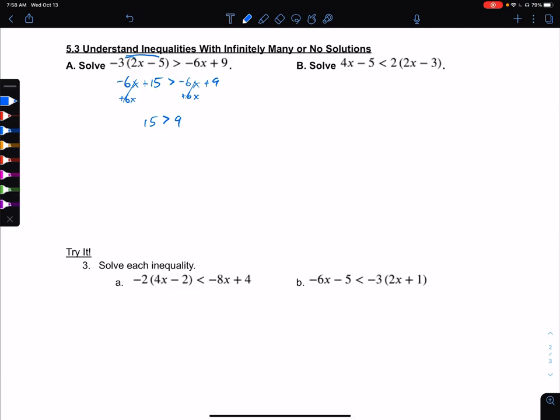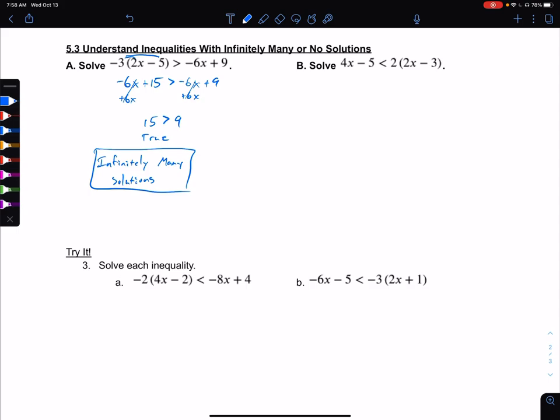Well, is 15 greater than 9? Yeah, this is a true statement. It's kind of what happens, remember, in equations where you had something like 3 equals 3 and that was a true statement? 15 is greater than 9, so what that tells me is that there are infinitely many solutions. It doesn't matter what number I plug in for x, these x terms are going to keep canceling out. They're balanced out. It's the same on the left as it is on the right. So all we're looking at is this 15 is greater than 9. Since that's a true statement, there are infinitely many solutions.